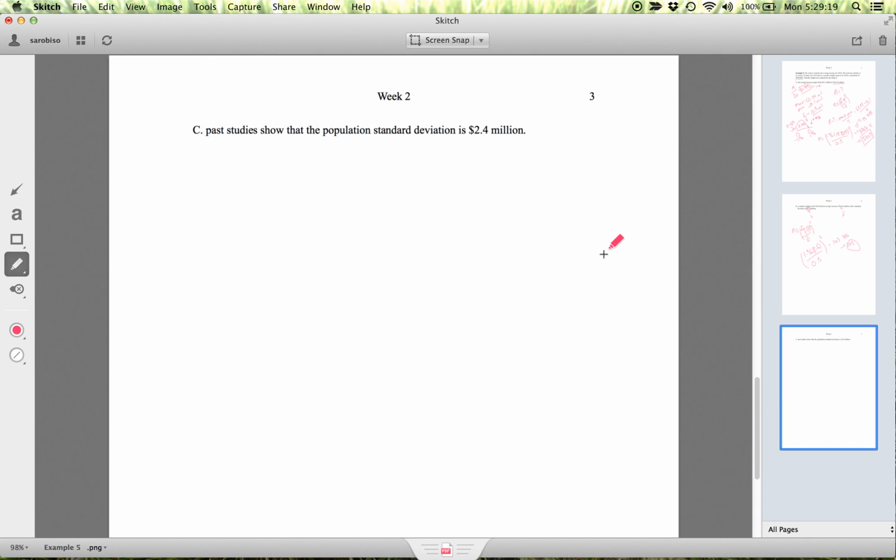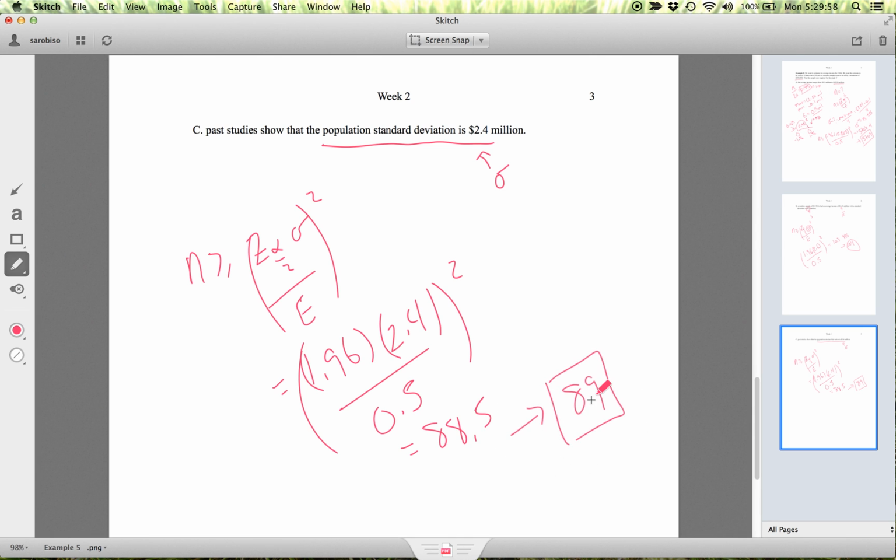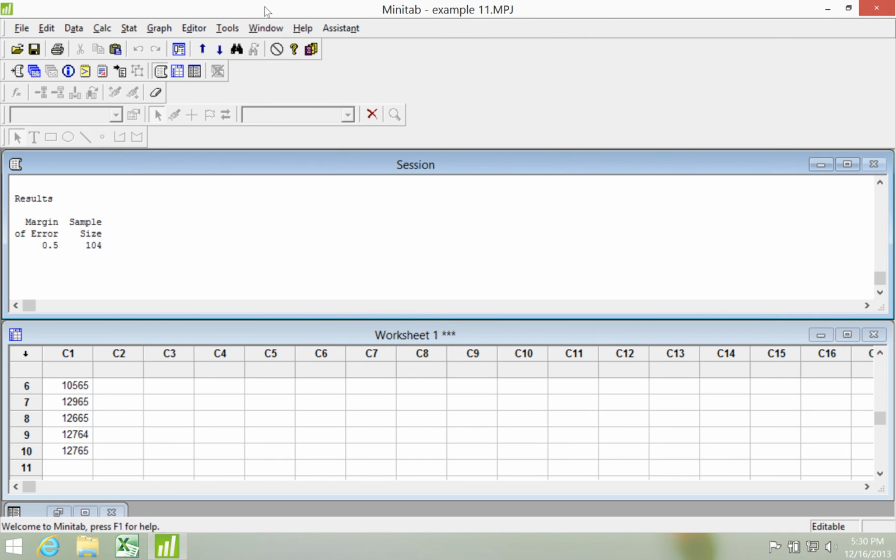Okay, lastly, if a past study shows that the population standard deviation was 2.4 million, we actually finally do have sigma. Our n will be calculated by our z alpha over 2 value times sigma divided by our error, and then we'll make sure to square it. So this is 1.96. Here we've got actually a sigma finally, 2.4, and divide by this 0.5 million. We do this calculation and you get your value to be 88.5. Of course, you always round up. This will be 89.